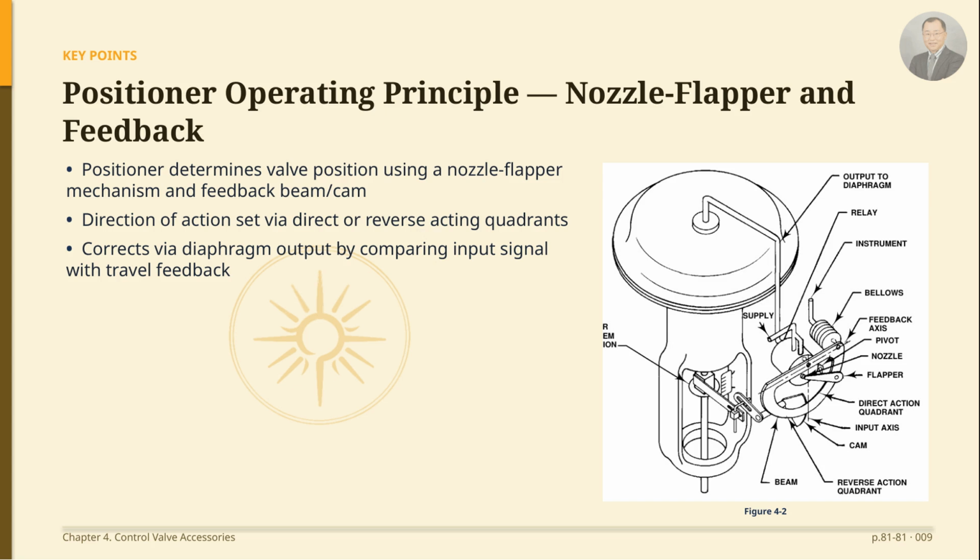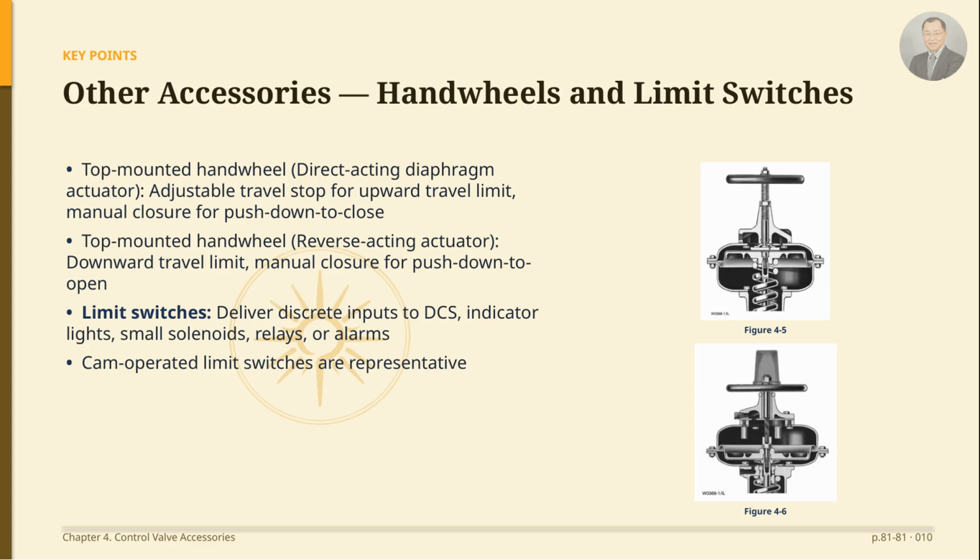The actual travel of the valve is compared back to the input through the cam and feedback shaft, and the direction of action is determined by setting the direct-acting or reverse-acting quadrants. Now, let's introduce other control valve accessories.